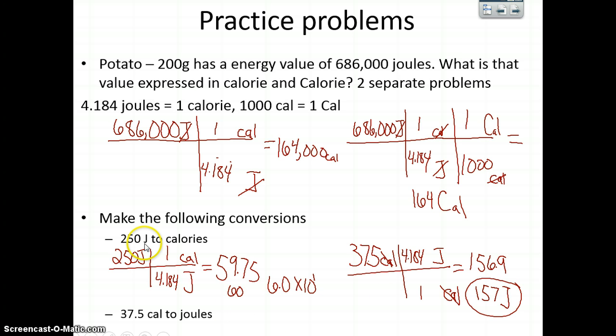You go back to the original problem. You look to see what the number is in the original problem. You don't look at the conversion factors. And then you write your answer in significant digits.